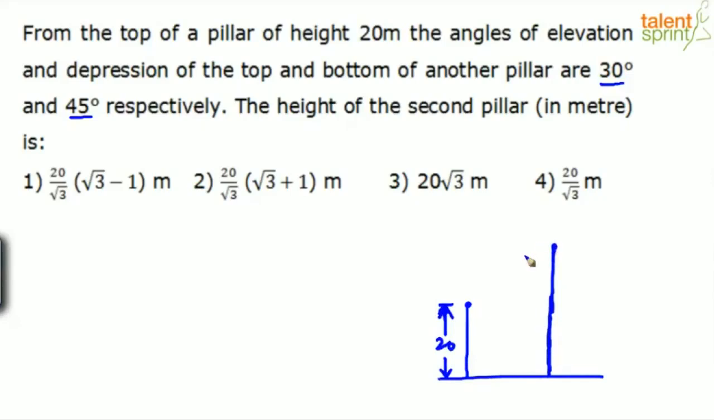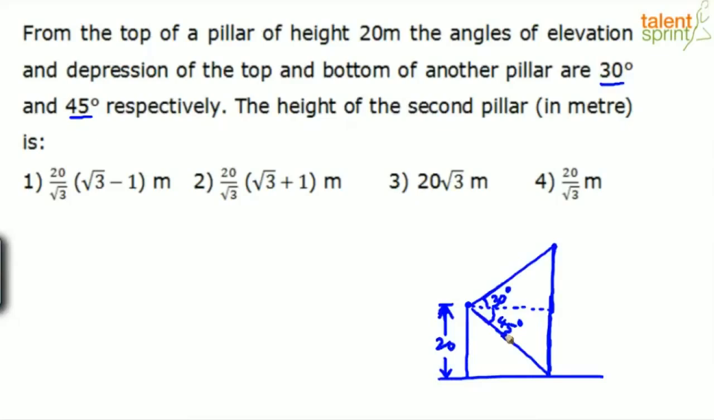This is the point, let's see. If you observe from the top of this pillar, let me draw a horizontal line here for the sake of reference. So you're observing the top of this pillar. Angle of elevation is how much? 30 degrees. And you're observing the bottom of this pillar. What is the angle? Angle of depression, 45 degrees.